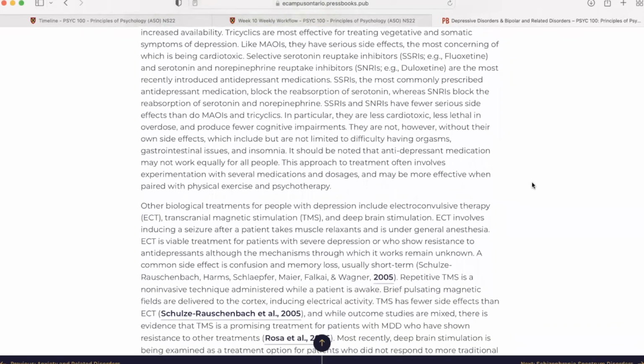They are not, however, without their own side effects, which include, but are not limited to, difficulty having orgasms, gastrointestinal issues, and insomnia. It should be noted that antidepressant medication may not work equally for all people. This approach to treatment often involves experimentation with several medications and dosages and may be more effective when paired with physical exercise and psychotherapy.